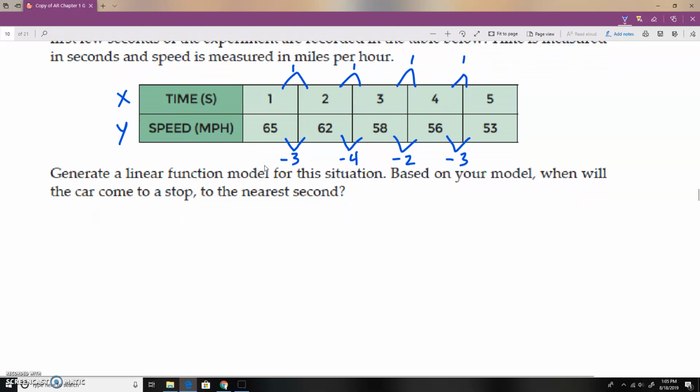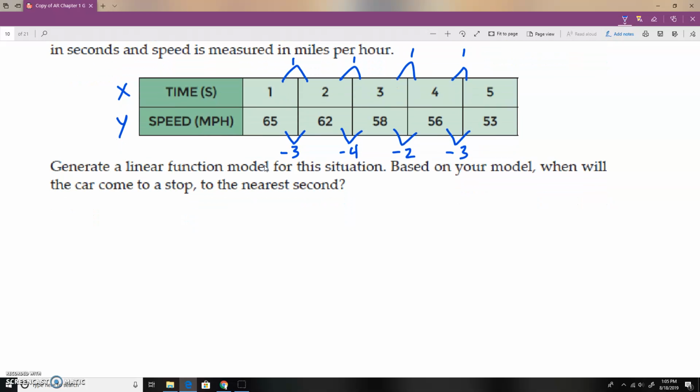Okay. So using the same process we used above, we're going to find our slope by simply taking all of these, adding them together, so -3 plus -4 plus -2 plus -3. We're going to divide by how many we have. Well, we have 4 of those values, and that gives us a value of -3.